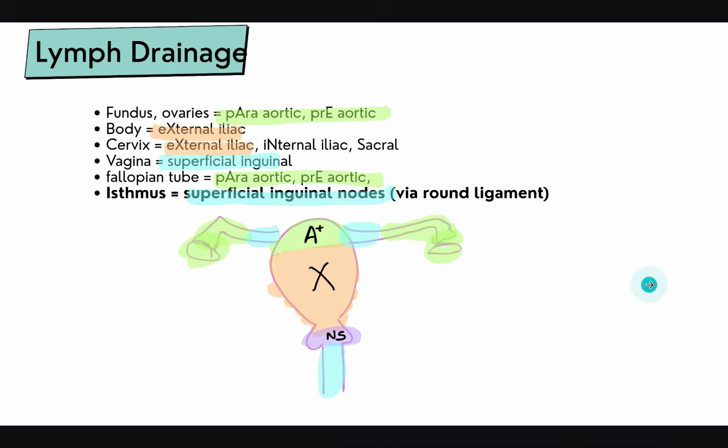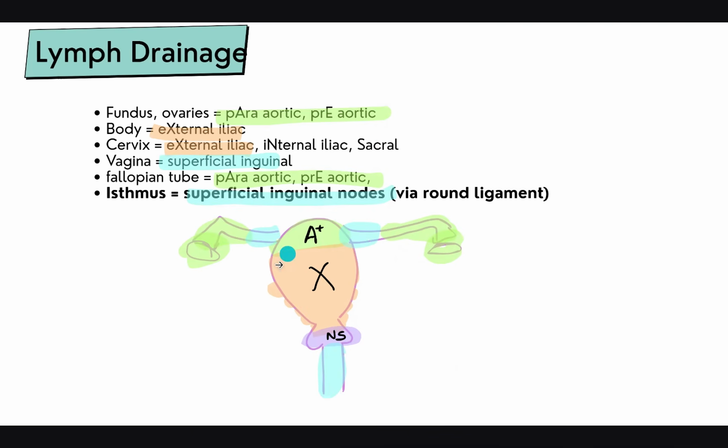All right. Moving on to another important concept, which is lymph drainage. Okay. So just don't mind my weird drawing over here, but I hope it helps. Okay, so for the fundus of the uterus, most of the fallopian tube and the ovary, all of these drain into the para-aortic or pre-aortic lymph nodes. Since all of these are at the top, that means they're getting A grades, all right, and so they're supposed to be drained by the para-aortic lymph nodes.